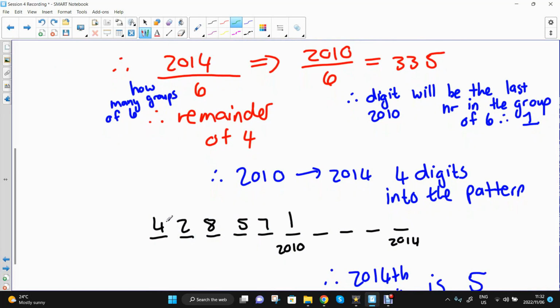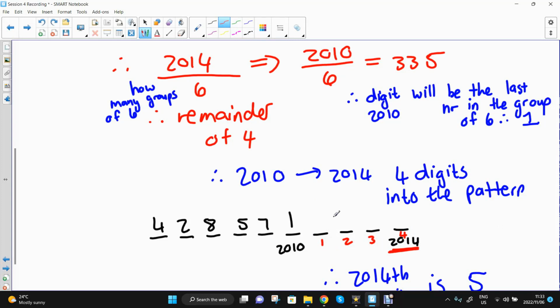That's the 6 numbers that are repeated, and I just figured out that the 2010th digit will be the number 1 because it will be a full group of 6 that is repeated in that amount of terms. So we need to figure out, how many terms are left. So from 2014 we've got 1, 2, 3, 4 digits or 4 positions to get to the 2014th position.